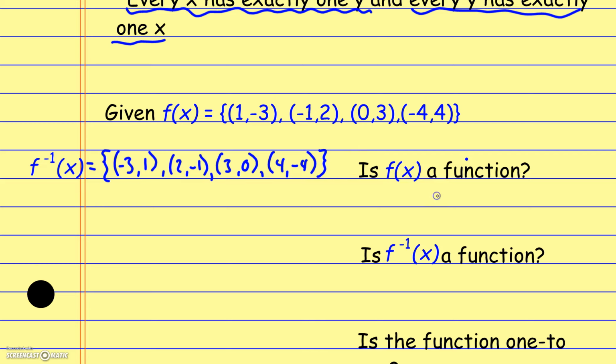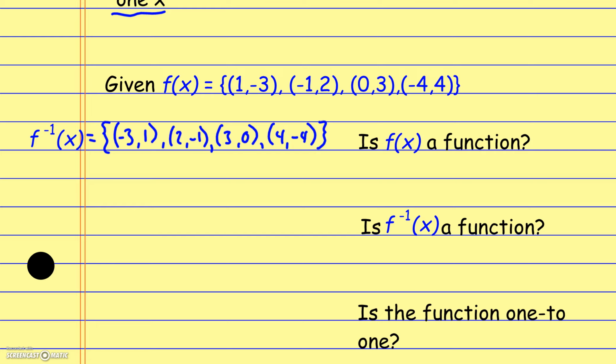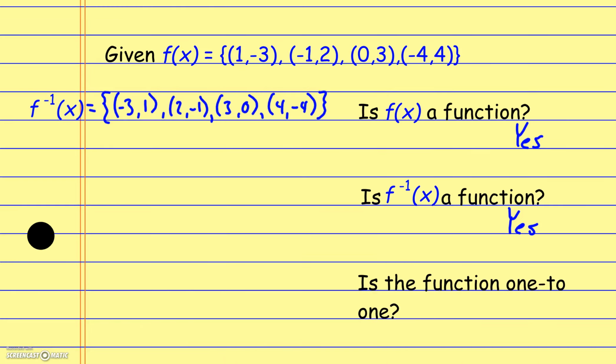and now I just want to determine, first of all, if f of x, the original, is a function. So I look for repeated x values. There are none, so this one is a function. Every x has exactly one y. I look at the inverse. The inverse is also a function because every x has exactly one y. And then the question is, is the function one-to-one? And the answer is yes, it's one-to-one because the original was a function and the inverse is a function.